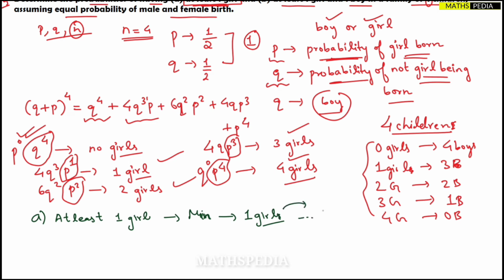At least one girl means minimum one girl. Minimum one girl means there is a possibility that it can be two girls, three girls, and four girls also. Yes, because it is minimum one girl, so there is a probability for 1, 2, 3, 4 girls. Okay, so we have to find the probability for one girl, two girls, three girls, and four girls, because they have said at least one girl. So one girl can be there, two girls also can be there, three, four also is possible.